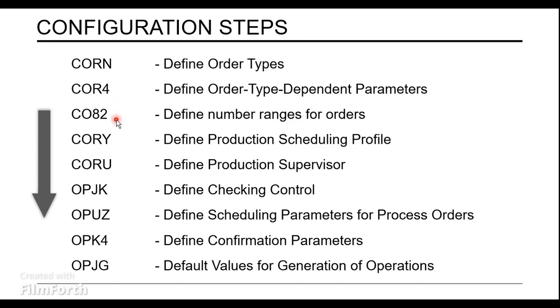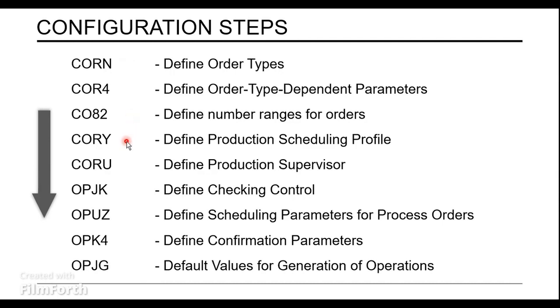And then in CO82 transaction, we basically define the number ranges for the process orders, and this would be based on the process order type that we have configured in the first step. So each process order type can have its own number range sequence. Let's say the order type PI01 can have the number range starting from 7 series, whereas the order type PI02 can start with a number range from 8 series, right? So on and so forth.